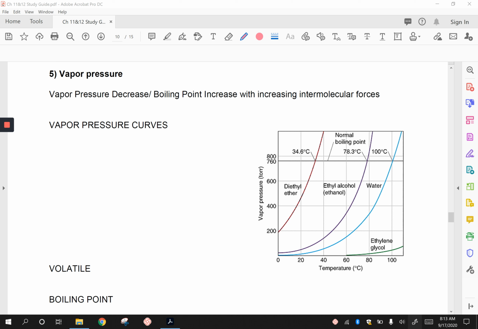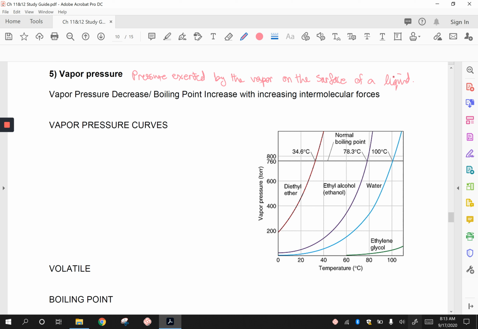And vapor pressure, if you remember, is the pressure that's exerted by the vapor on the surface of a liquid. So let's write that down. The pressure exerted by the vapor on the surface of a liquid.